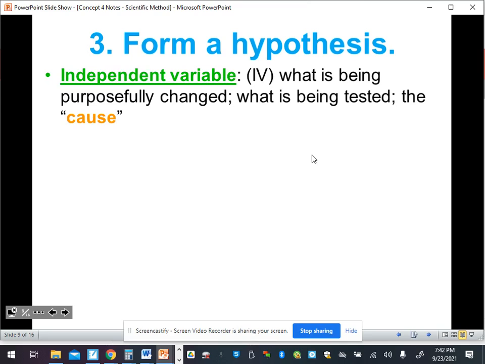So before we talk about a hypothesis, it's good to talk about these two vocabulary pieces here as we figure out what we're going to be testing in our experiment. So the independent variable, I often abbreviate that IV. Your independent variable is what is being purposefully changed. What is being tested? What's the cause?